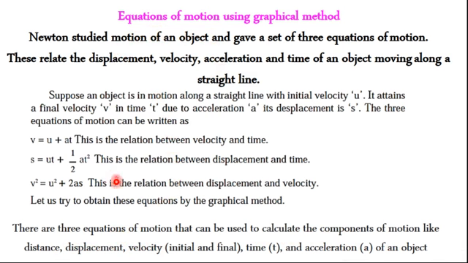The three equations are v is equal to u plus at, s is equal to u into t plus half a into t square, v square is equal to u square plus 2a into s. So these three are the equations. But before understanding these three equations, you should assume or suppose something.